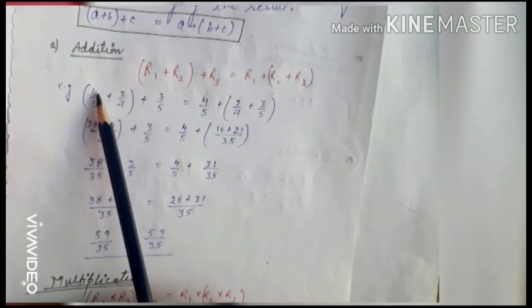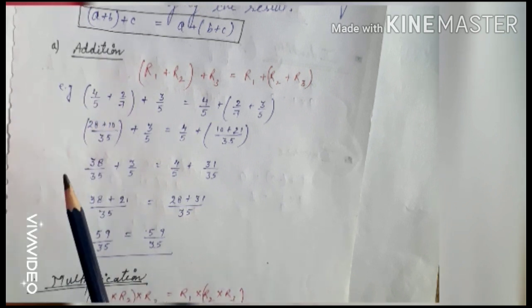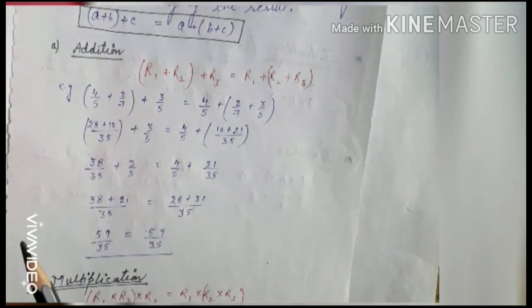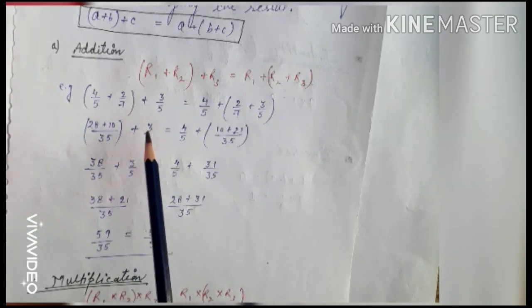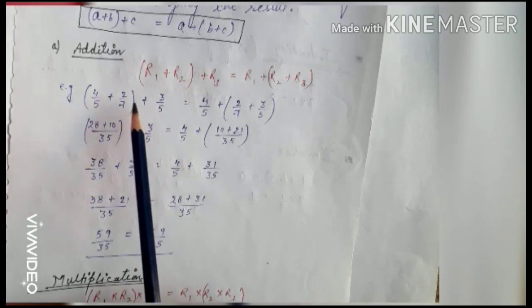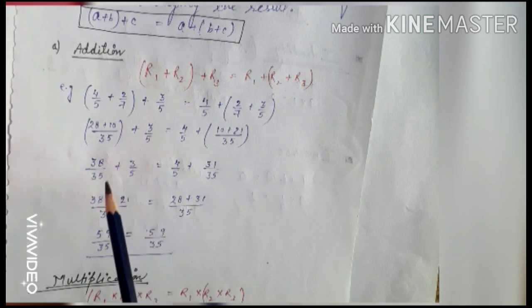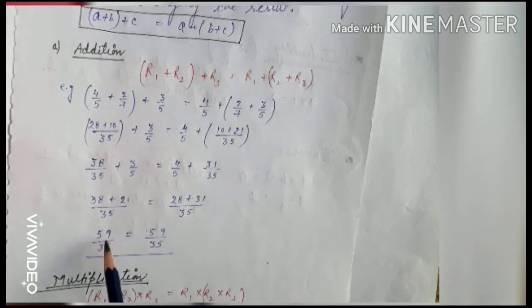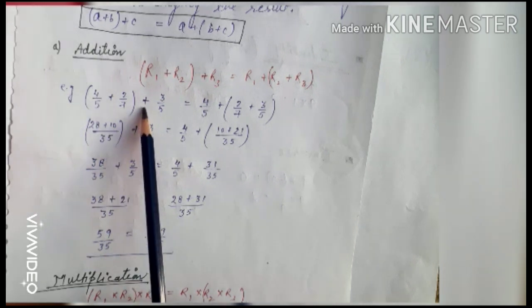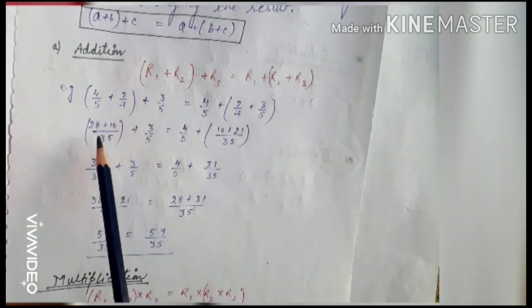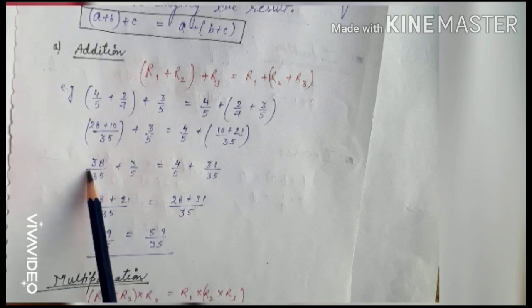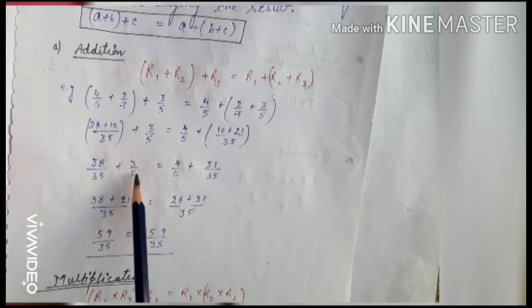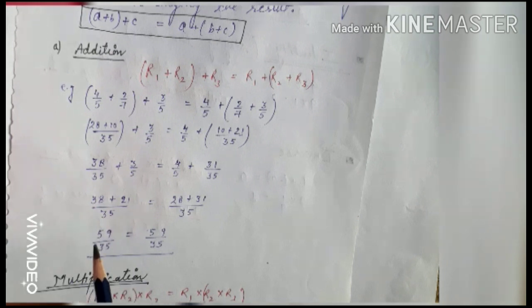Suppose we have chosen R1, the first rational number, as 4 upon 5, and the second rational number as 2 upon 7. When we calculate this and then add 3 upon 5, we get 59 upon 35. The LCM of 5 and 7 is 35, and then the calculation with LCM 35 gives 38 plus 21, and you get 59 upon 35.